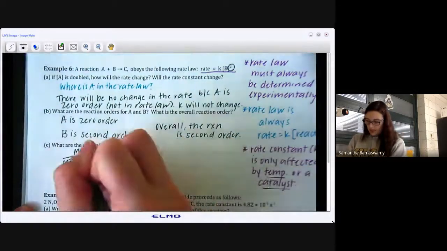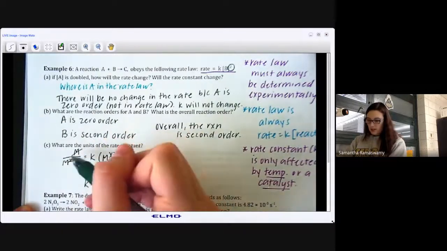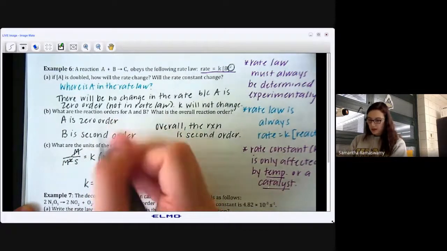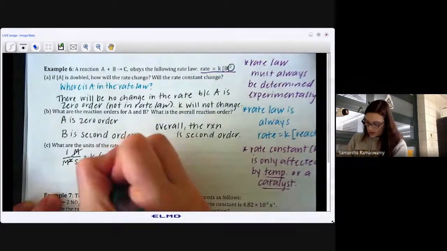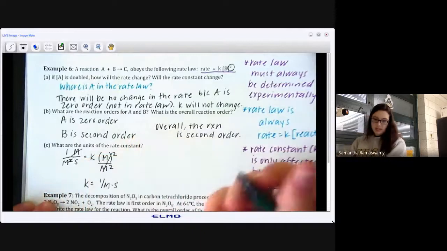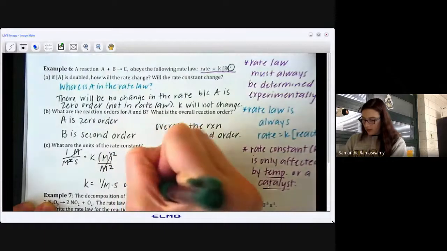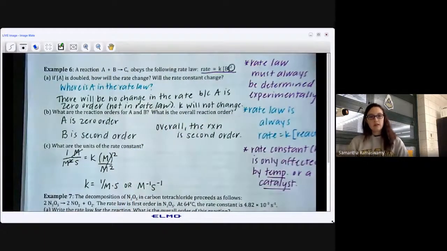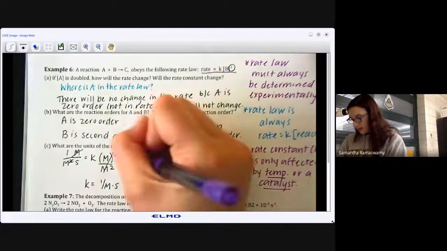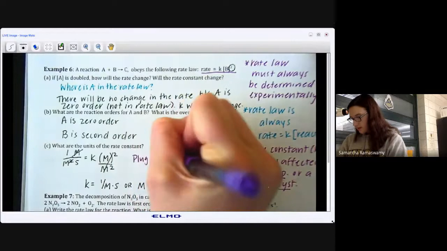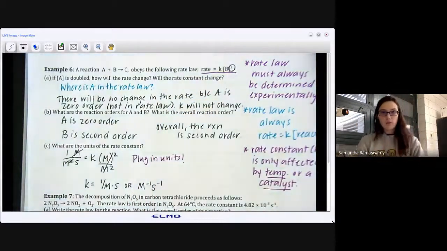let's reduce where we can. So 1 molarity on the top, 1 molarity on the bottom. It leaves us with nothing on the top and M times s on the bottom. Remember, nothing on the top means that it's a 1. So K is 1 over molar times seconds, or per molar per second. So to find the units for the rate constant, we can just plug in the units that we know for rate and for concentration.